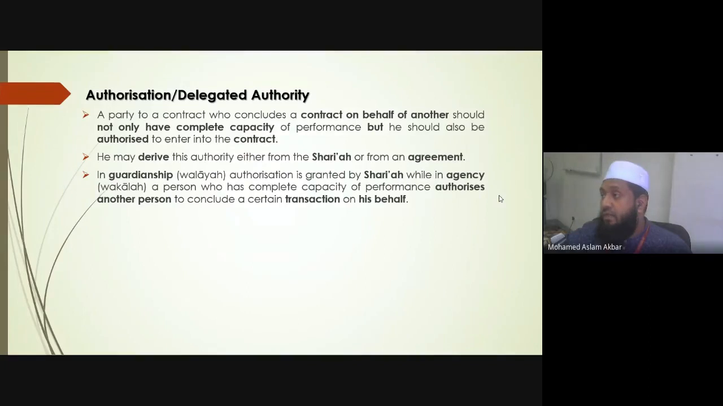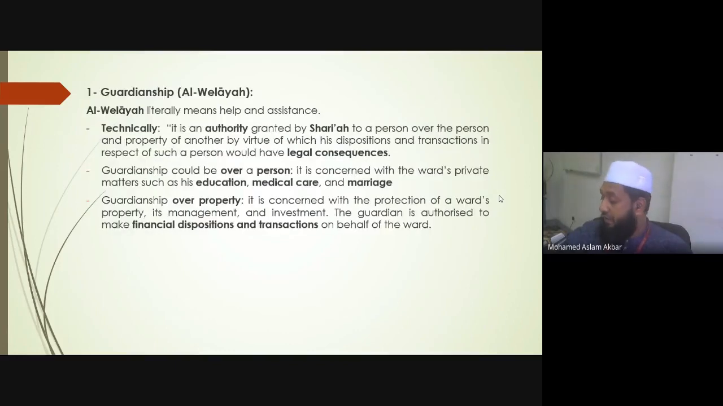He does not necessarily have to be Muslim. It could be a non-Muslim. The condition is he has to be an expert, someone that you trust. Those people can become agents. All right, so let's start one by one.